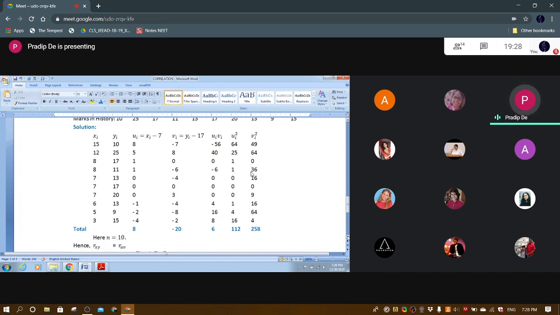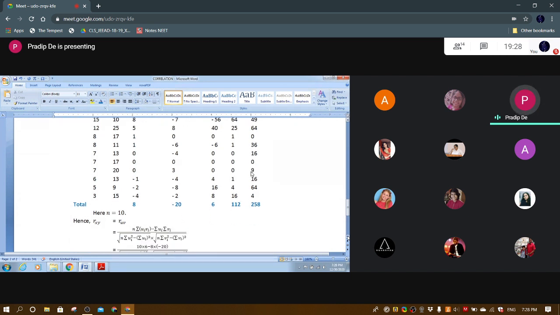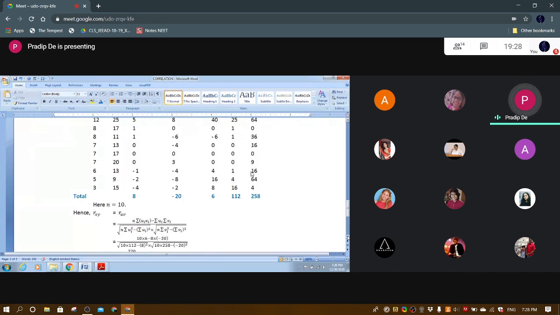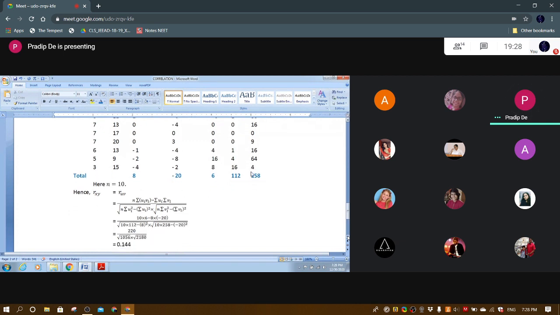So instead of finding rxy, we find out ruv because we know that rxy and ruv are the same. Use the same formula for ruv, just replace x with u and y with v. Okay. Substitute the values. Remember n is 10 because there are 10 ordered pairs. And look at the value. As I told you, very low, 0.144. Not negative, but very low correlation.